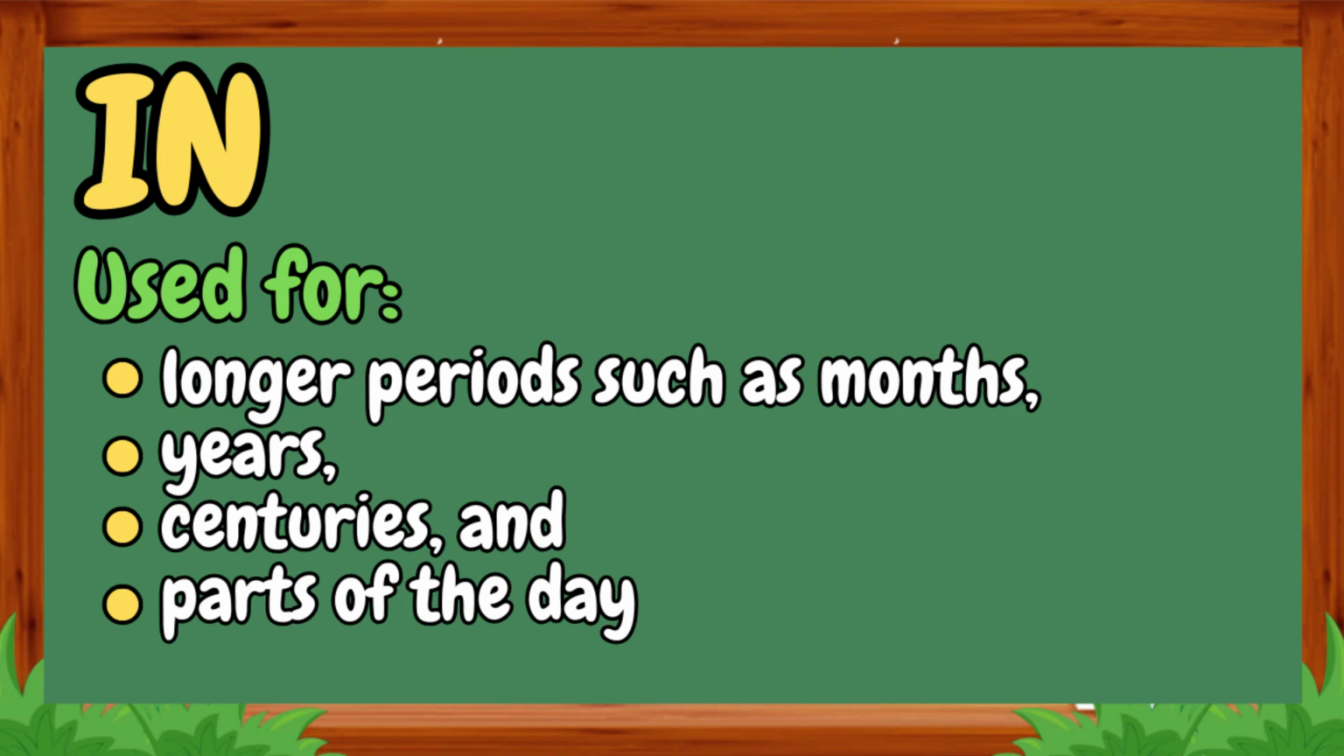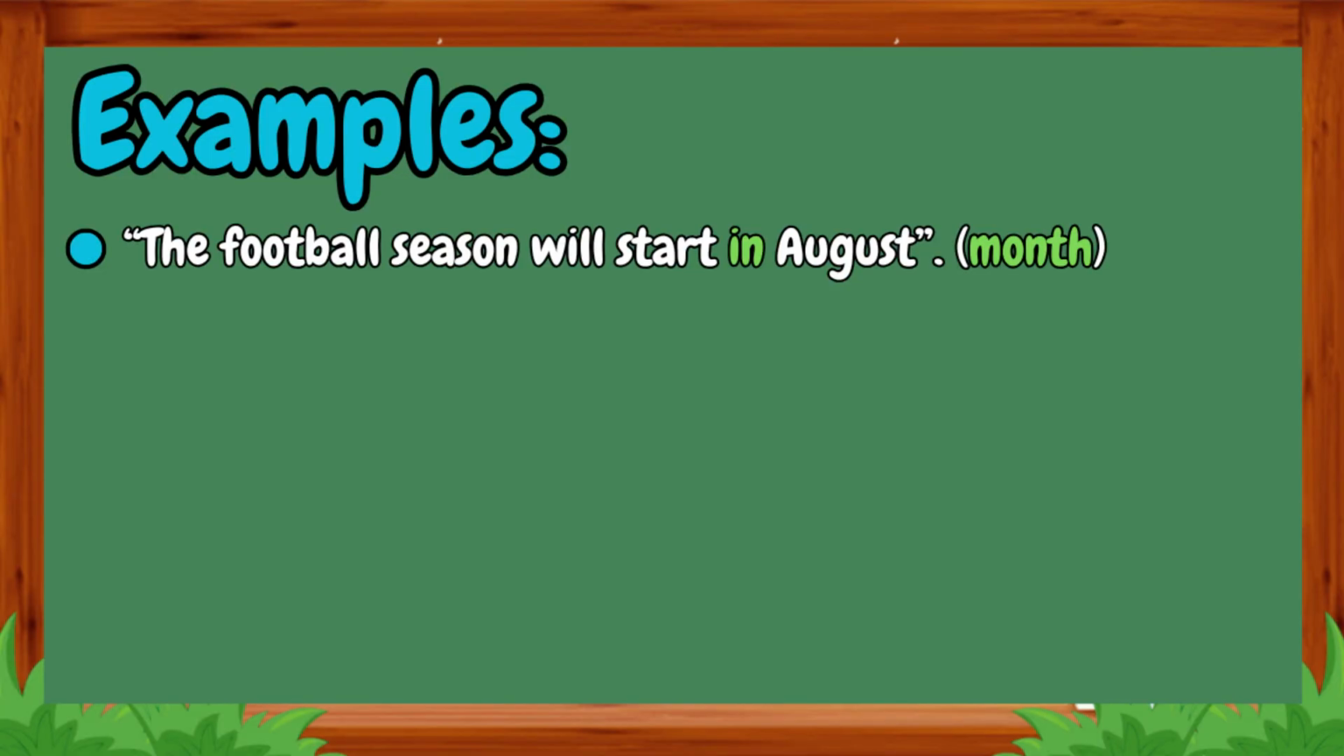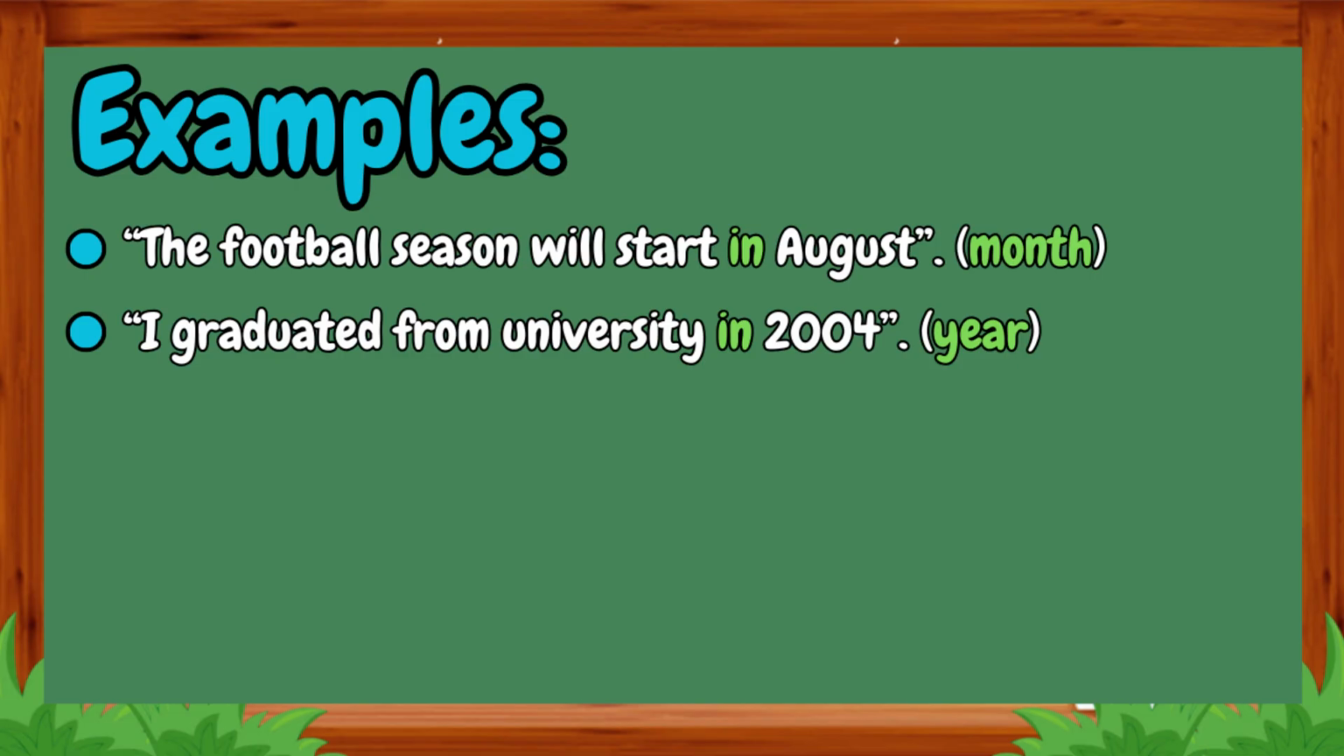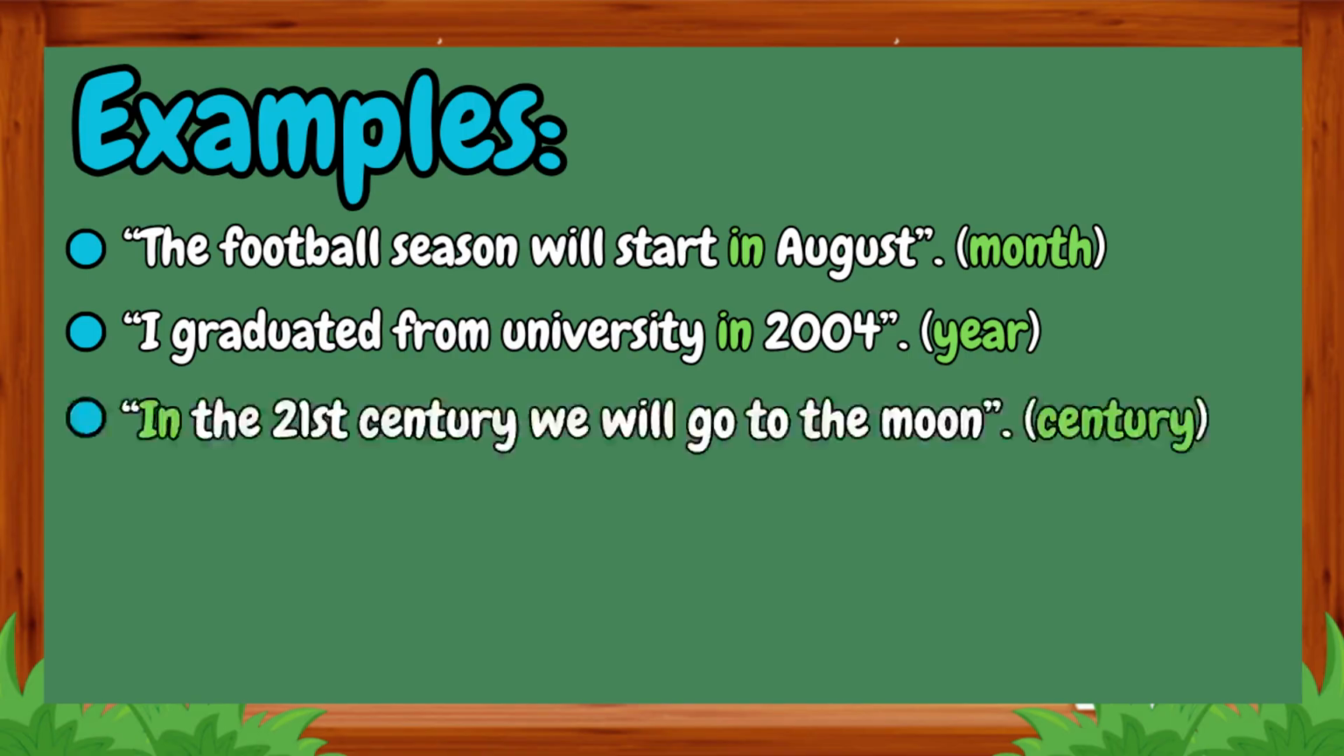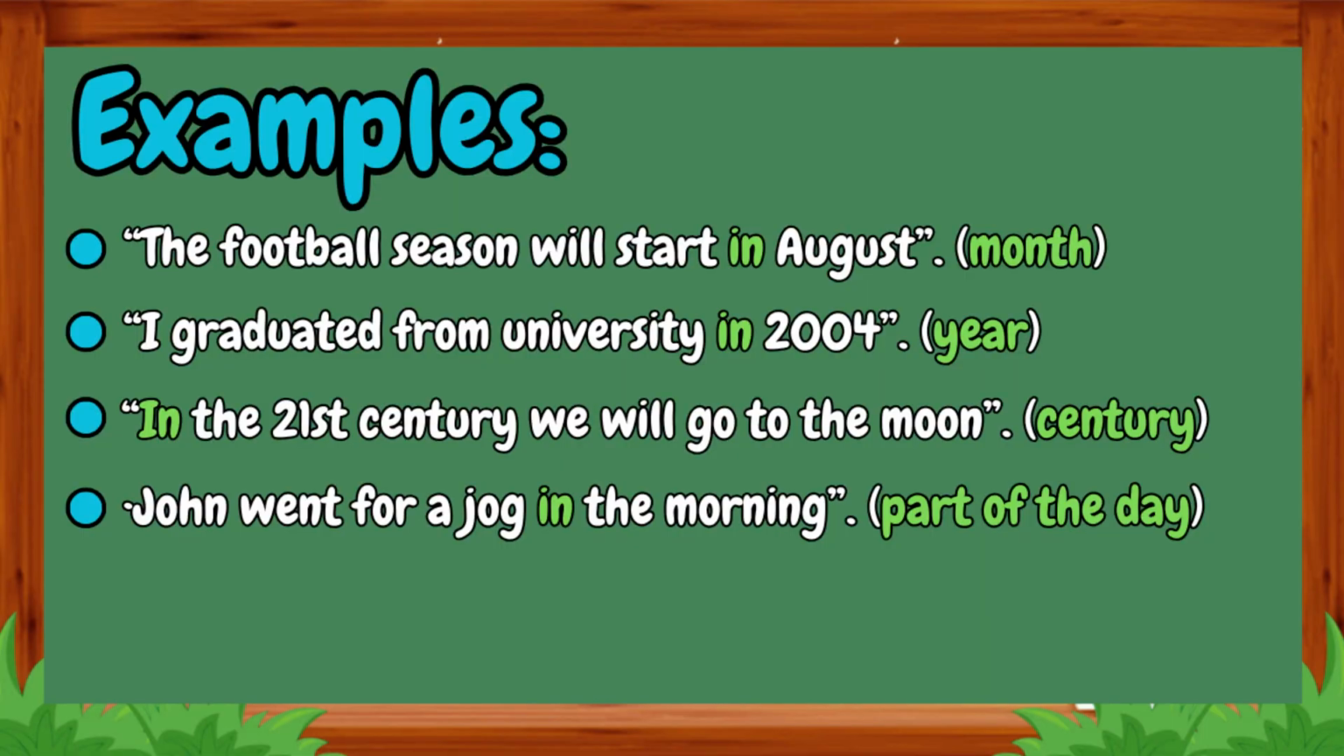In is used for longer periods such as months, years, centuries, and parts of the day. If we look at some examples of how we can use it, we can say: the football season will start in August. So a month. I graduated from university in 2004. A year. In the 21st century, we will go to the moon. A century. And our final example: John went for a jog in the morning, a part of the day. So there we have it, how to use in.